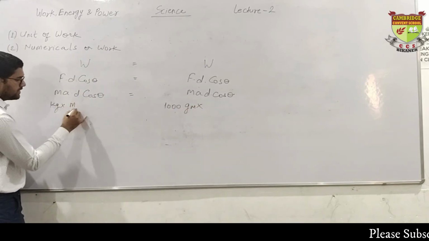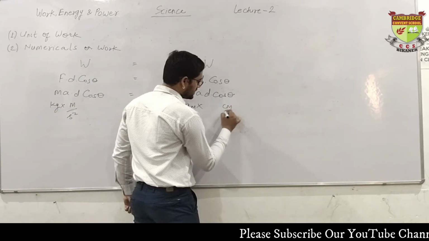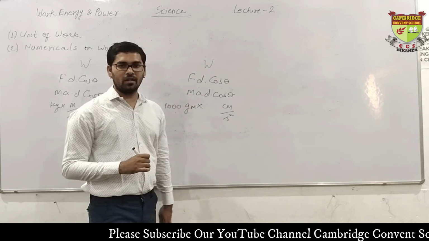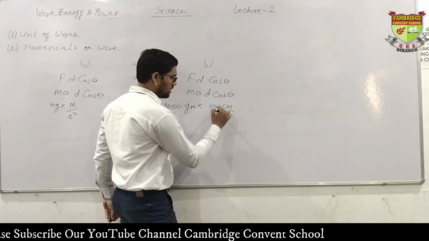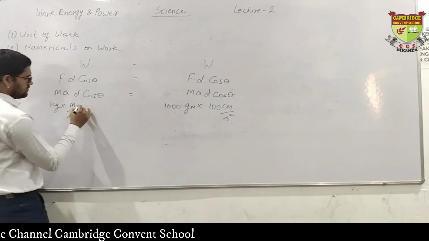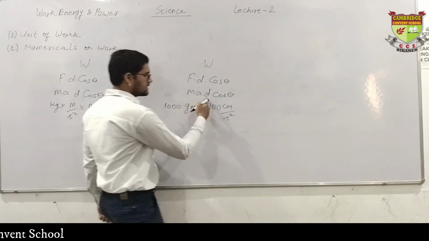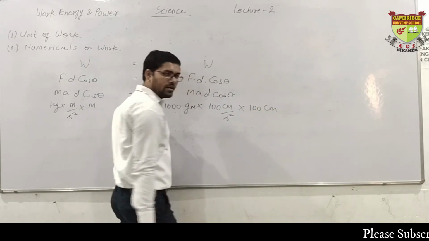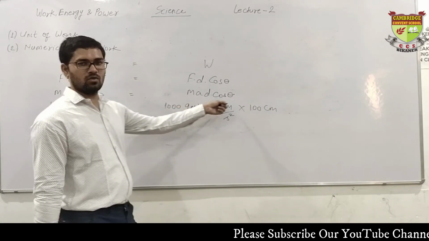Acceleration is meter per second square. Here I will write centimeter per second square. This is meter, this is centimeter. How many centimeters are there in a meter? 100. Fine. Second and second are the same. This is distance in meter. This is distance in centimeter. Again, 100 centimeters in 1 meter. Cos theta does not have any unit.